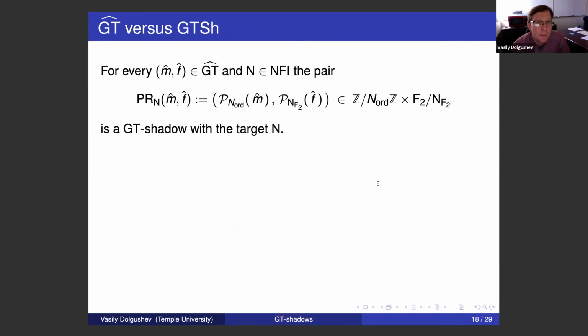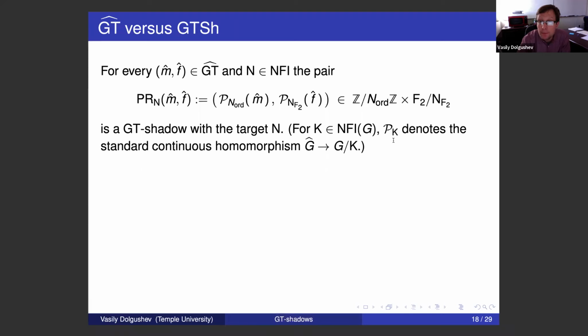So let's say a few words about GT hat versus the groupoid, how this group and the groupoid are connected. One relation is kind of straightforward. Given an element in GT hat and an N in NFI, we can form this pair, where this P subscript K denotes the standard continuous homomorphism from GT hat to G quotient by K.